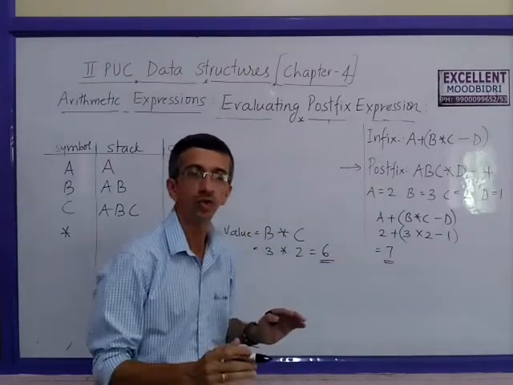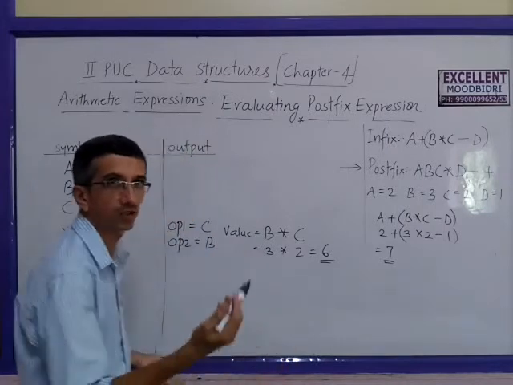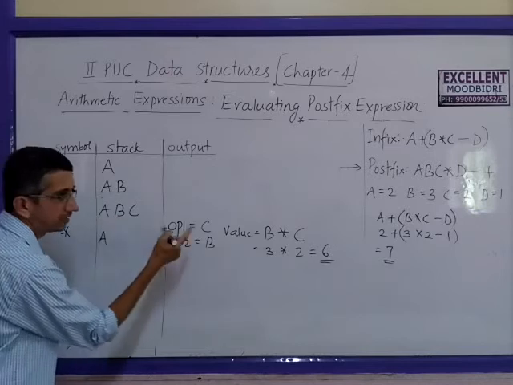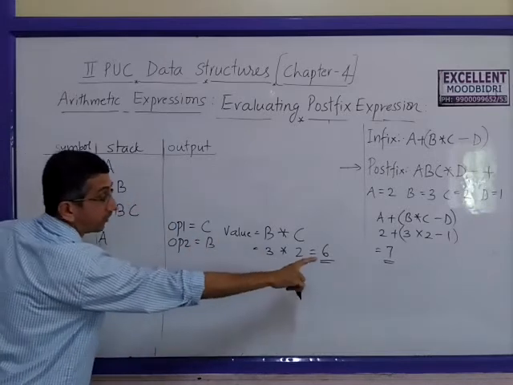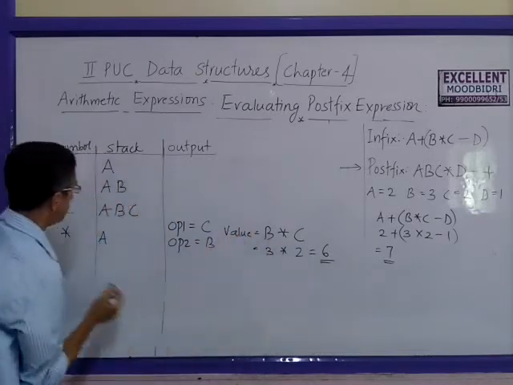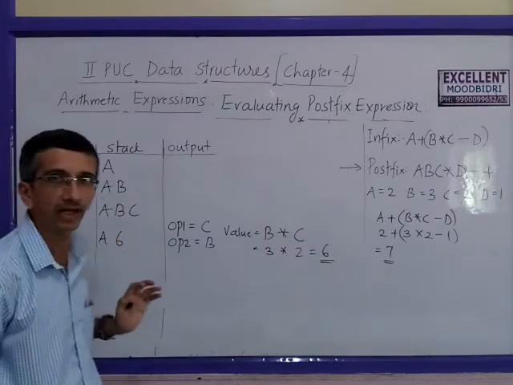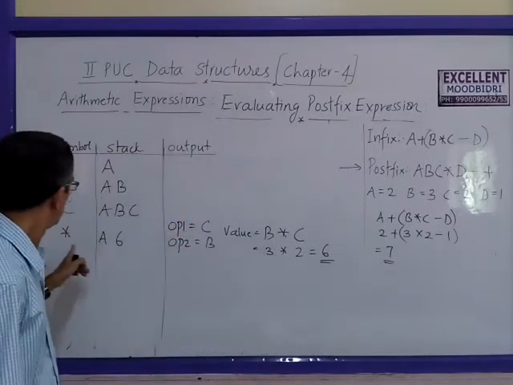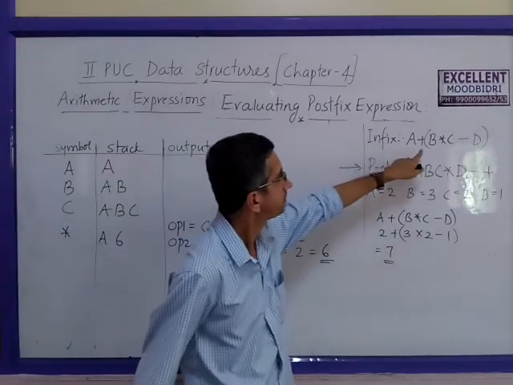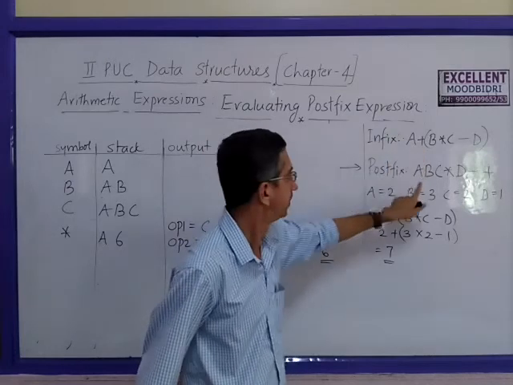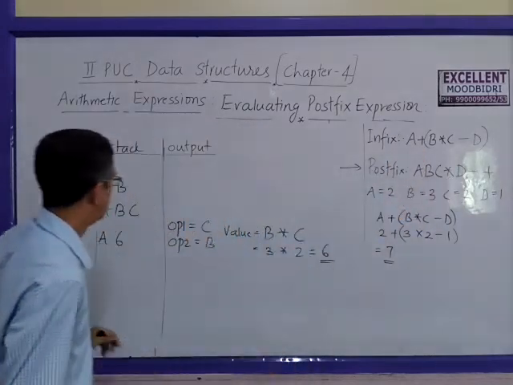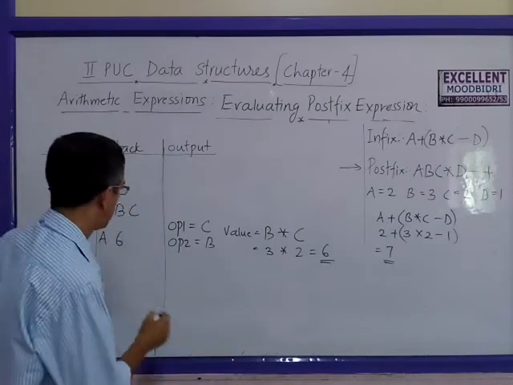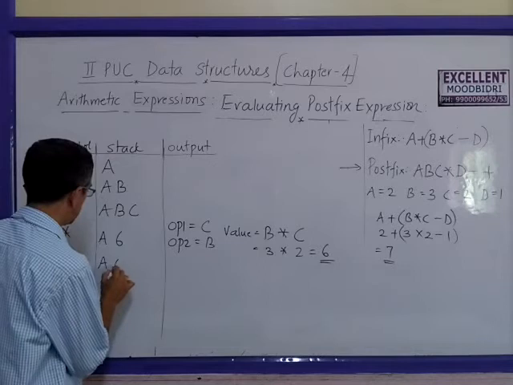So this value push onto the stack according to the algorithm. Now A is already there, B and C are popped. Now the value of this one, 6, is pushed. The value of the previous operation is pushed onto the stack. So next, again repeat for the next symbol. D, it is D. D is an operand. So push onto the stack. So A, 6, now D.